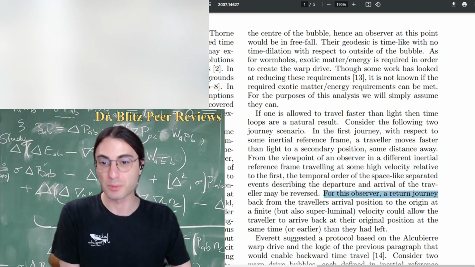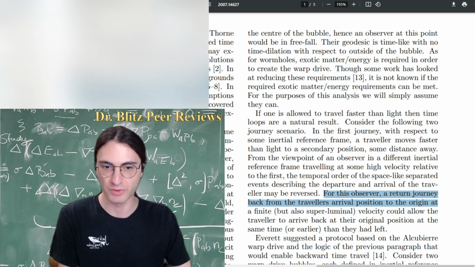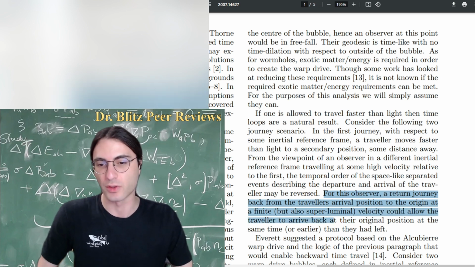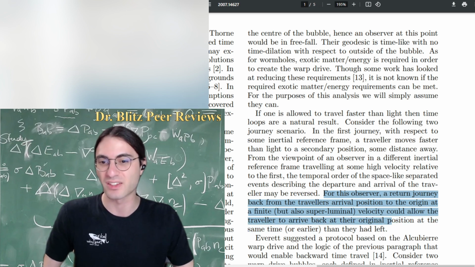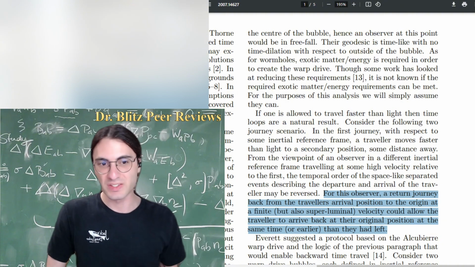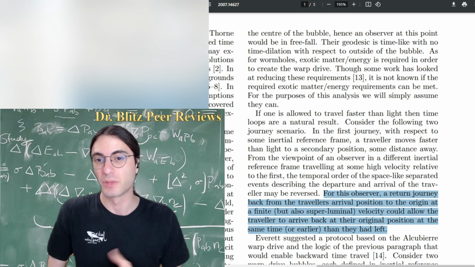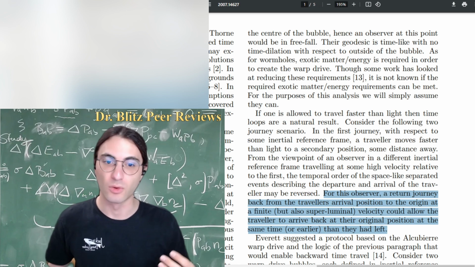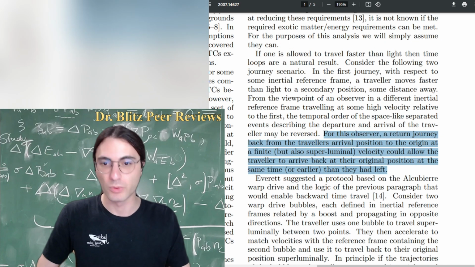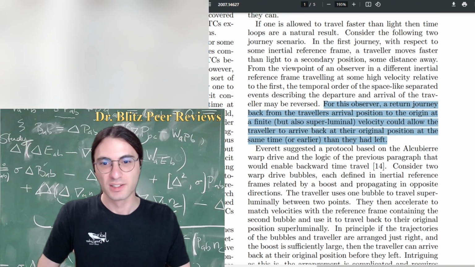For this observer, a return journey back from the traveler's arrival position to the origin at a finite but also superluminal velocity could allow the traveler to arrive back at their original position at the same time or earlier than they had left. So this is the business of how you might time travel, at least from one observer's perspective. So, we'll see where they go.